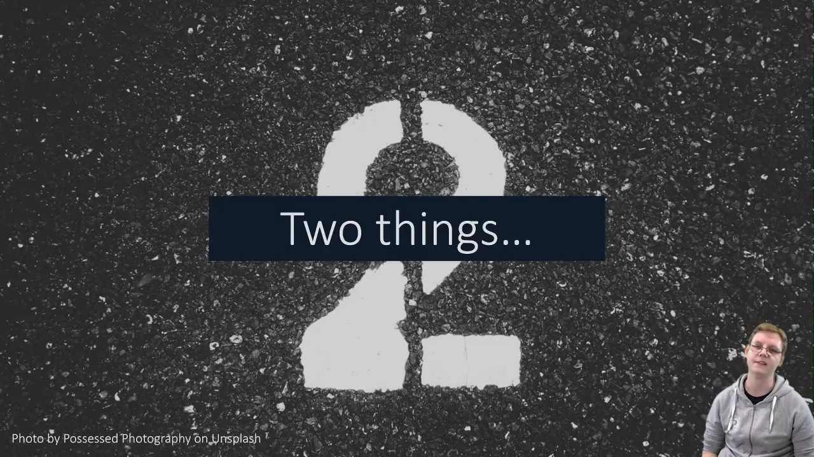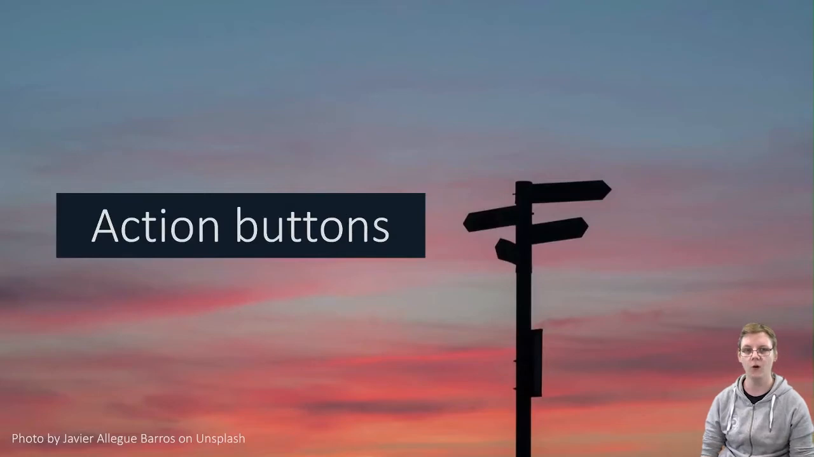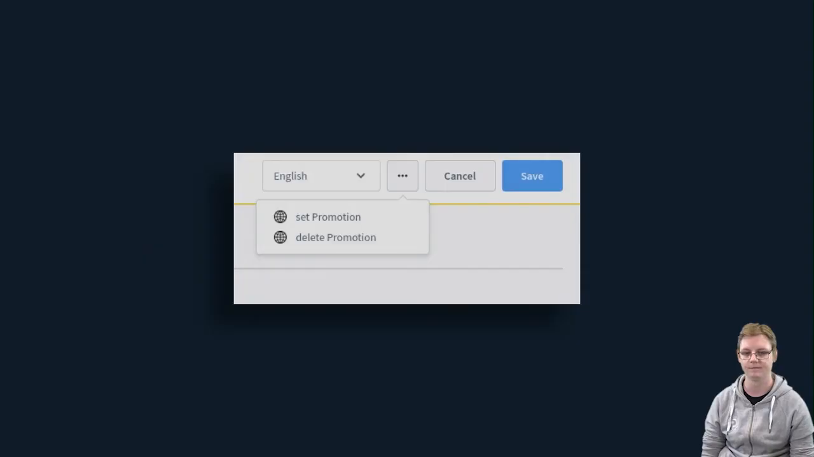There are two ways the merchant can interact with the administration through the app system. The first one is action buttons. As you can see here, action buttons are buttons that can be added to any entity detail page or listing page in the administration.